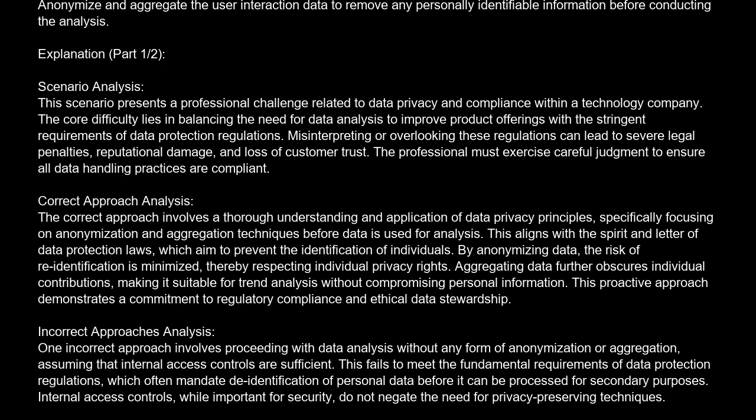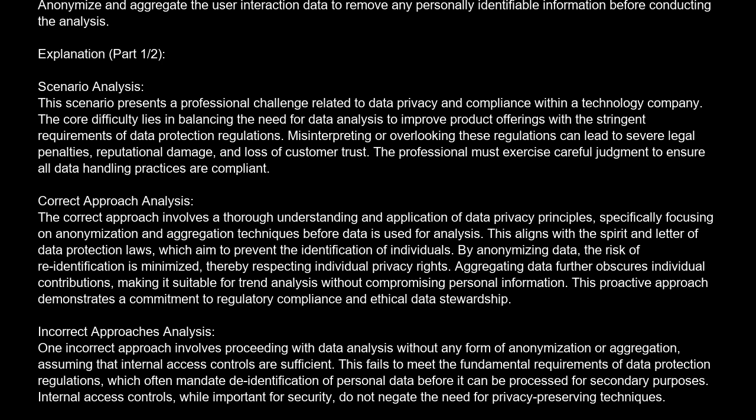Correct approach analysis. The correct approach involves a thorough understanding and application of data privacy principles, specifically focusing on anonymization and aggregation techniques before data is used for analysis. This aligns with the spirit and letter of data protection laws, which aim to prevent the identification of individuals. By anonymizing data, the risk of re-identification is minimized, thereby respecting individual privacy rights. Aggregating data further obscures individual contributions, making it suitable for trend analysis without compromising personal information.